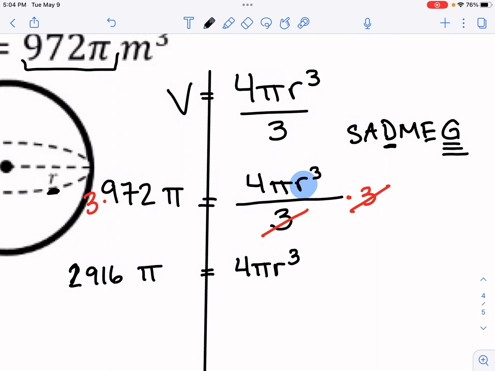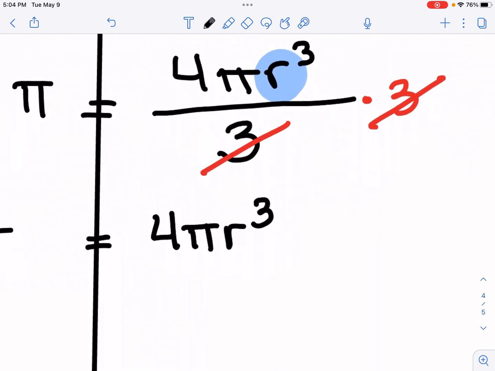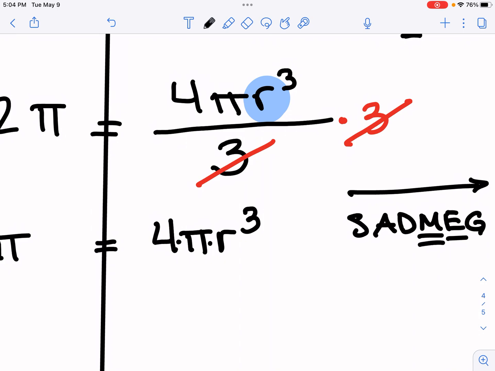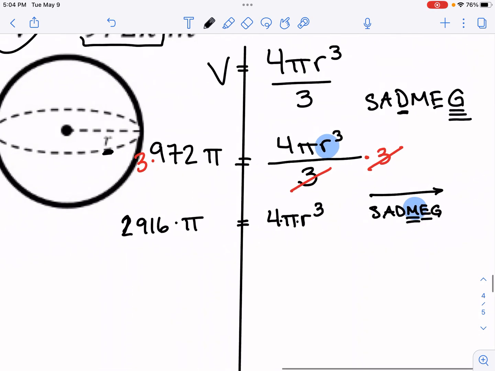But if we can also clarify what is happening here, I'm going to rewrite SADMEG one more time. Now everything was a part of the group, but now that I've gotten rid of the denominator, we're just left with that group. But what operations are happening in that group? 4 is multiplying, pi is multiplying, and then we have an exponent of 3, right? This to the third power. So this tells us, if we're going from left to right, let's get rid of multiplication in one of two ways. Right? There's two things that are being multiplied.